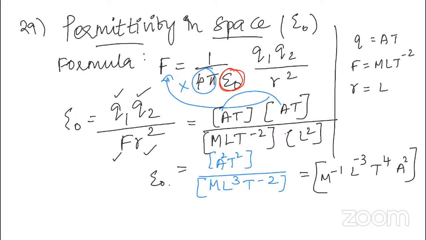Okay, very good. Next one, the last one, permeability. Permeability. Okay. So this should be represented by the symbol that is mu naught.